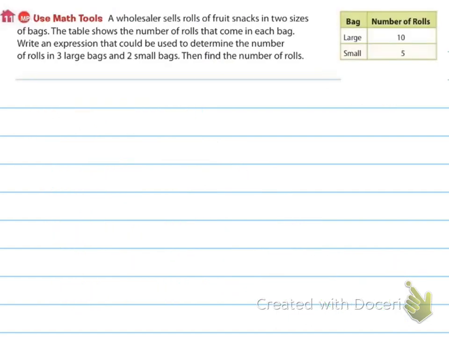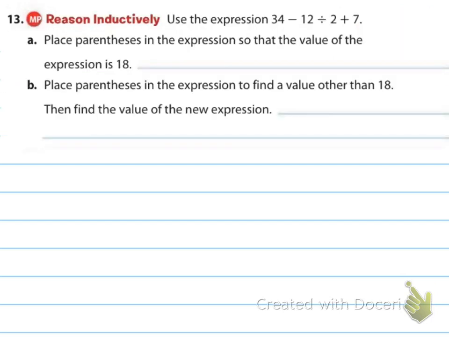Number 11, the wholesaler sells rolls of fruit snacks in 2 sizes of bags. The table shows the number of rolls that come in each bag. Write an expression that could be used to determine the number of rolls in 3 large bags and 2 small bags, and then find the number of rolls. So I'm reading, the first thing I want to do is come over here and look at this table and understand it. So my large bag has 10 rolls. And my small bag has 5 rolls.